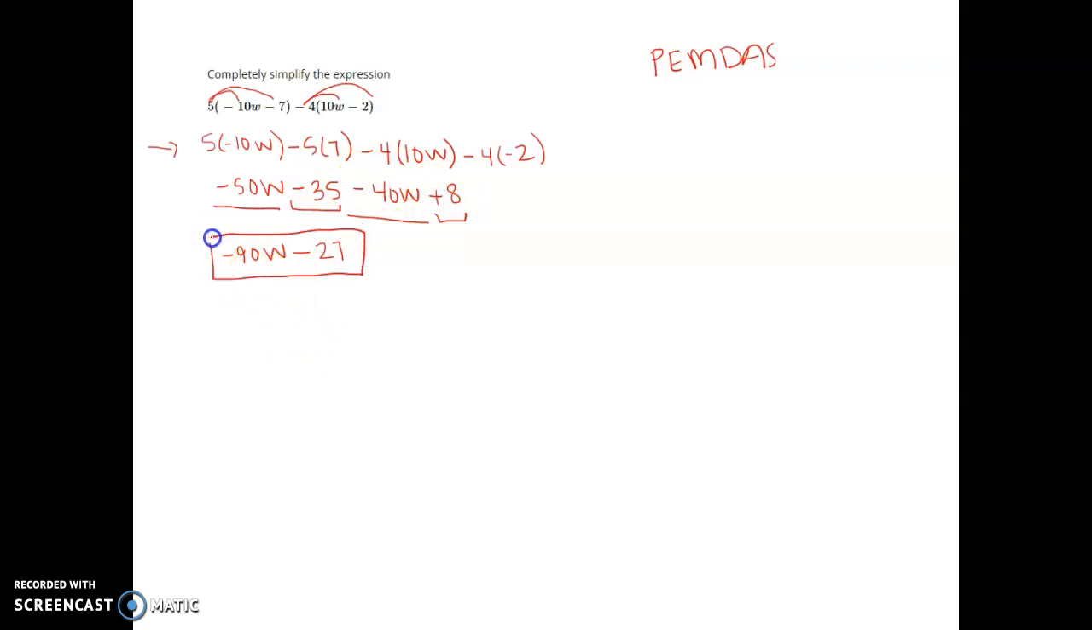We can't combine the negative 90w and the negative 27. They're not like terms, so that will be it.